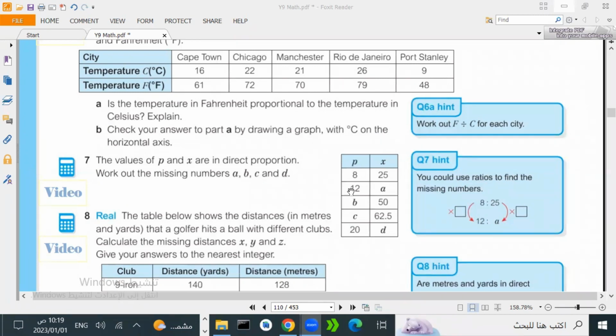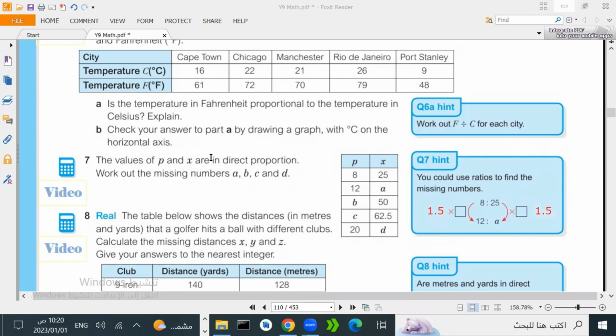Now to find this, we're going to divide 12 by 8. So we divide 12 by 8 using a calculator. So 12 divided by 8 gives me 1.5. So the constant that I'm using here is 1.5. I'll write it here. And it is the same for all values. So 1.5 here, so 1.5 here.